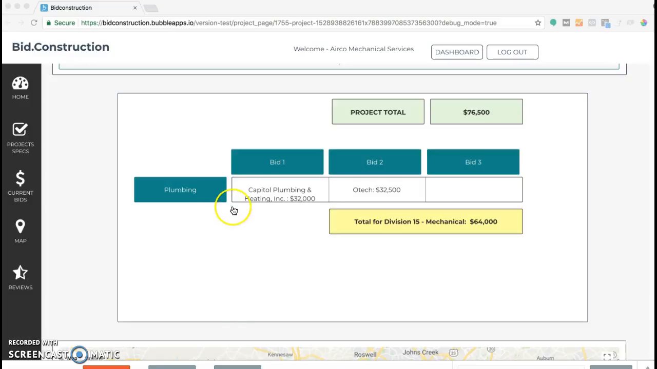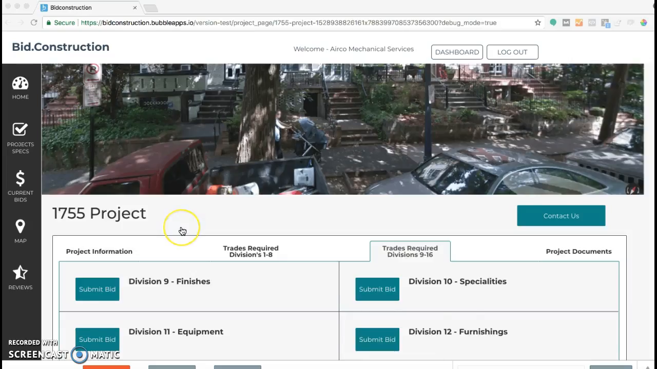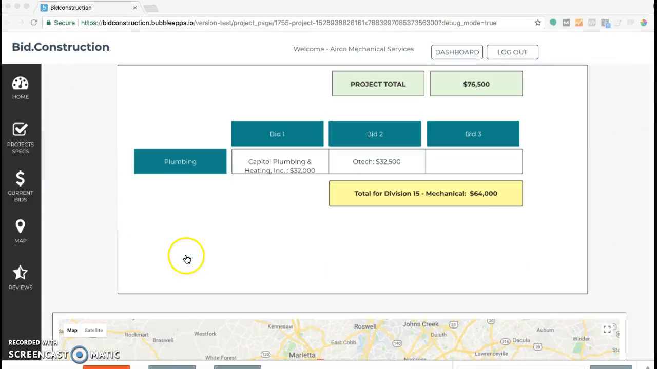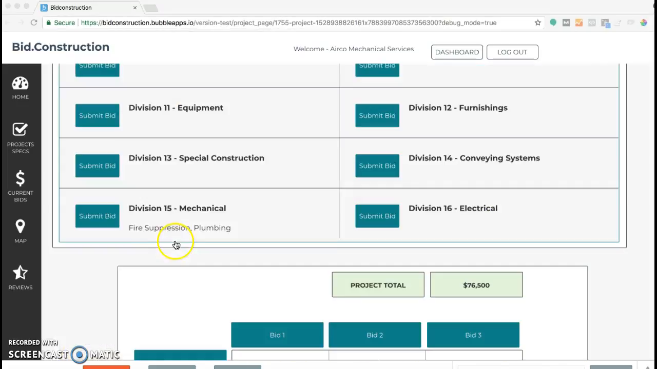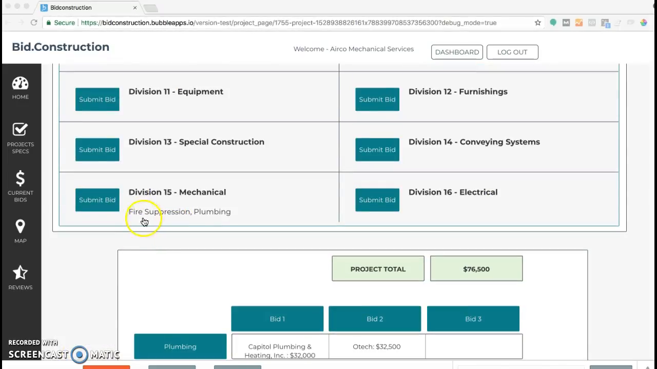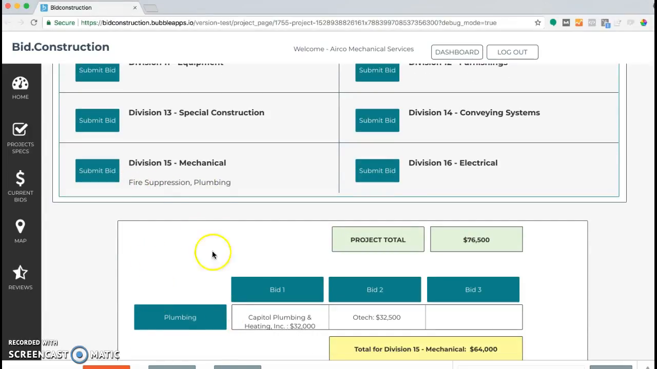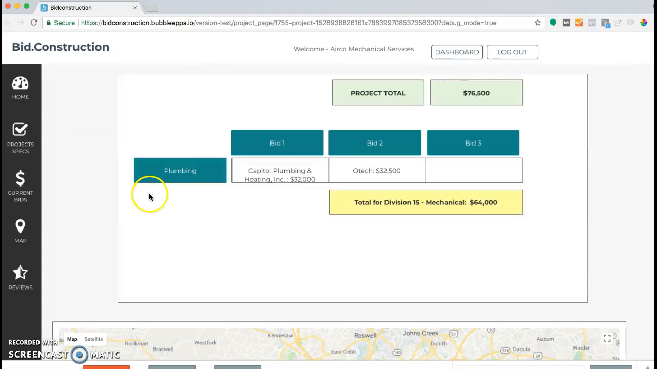But that's not good, because if I'm the general contractor right now, I can't remember what I did up here, which is I chose fire suppression and plumbing. So instead, we don't need to show all the trades within Division 15. We just need to show the chosen trade. Plumbing should always be there and fire suppression should be right here, and there can just be a blank row. We don't need to show all the other trades in there.